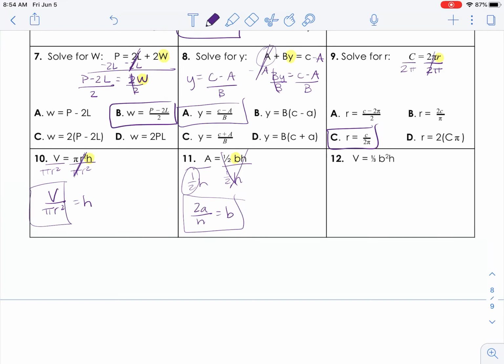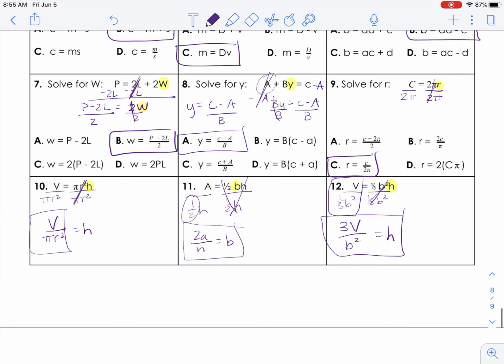Same thing with volume over here. Say I was looking for the height. I could very easily just divide by 1/3 b squared on both sides. And then my formula is no longer arranged to solve for volume, it's arranged to solve for height. So you can manipulate formulas by using these skills.